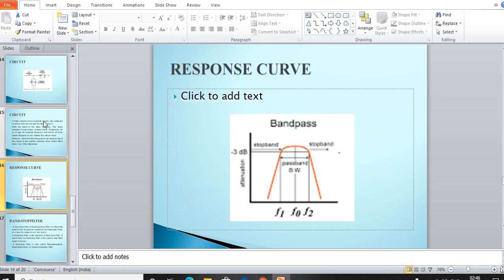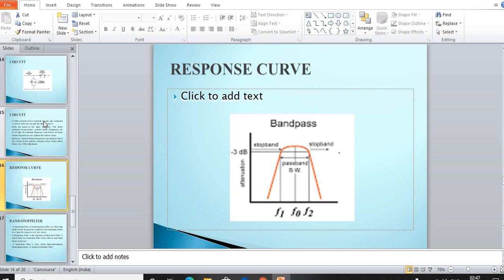This diagram represents the response curve of band pass filter. Here also it represents a graph between frequency and the gain. Here the curve shows both a combination of low pass and high pass filter.